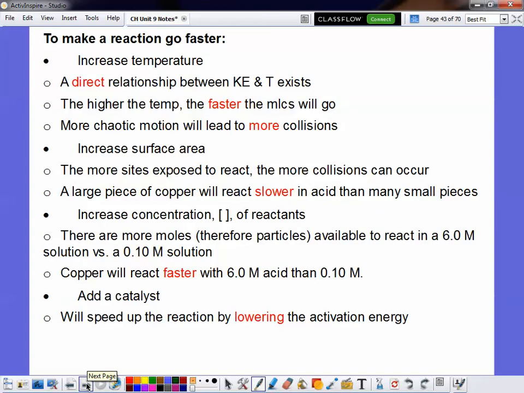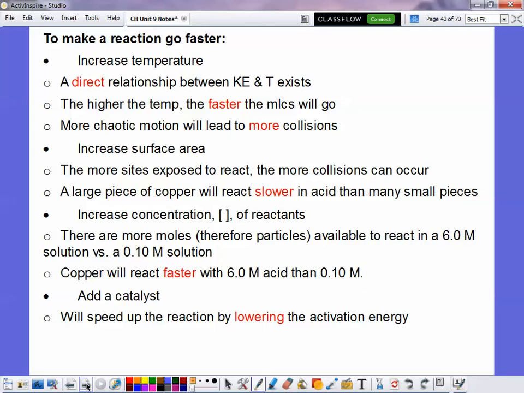So, there are 4 ways to make a reaction go faster. The first way is to increase the temperature of the reactants. Okay, if you heat it up. Remember, there's a direct relationship between temperature and kinetic energy. KE is kinetic energy. So that means that the higher the temperature, the more kinetic energy the particles have, and therefore the faster they will move, leading to more collisions.